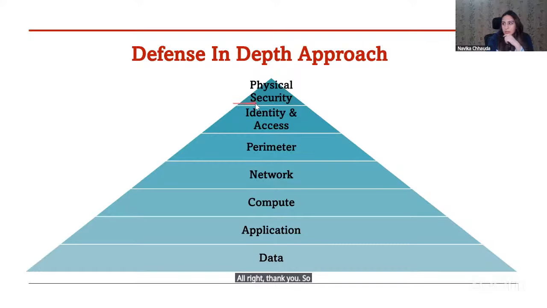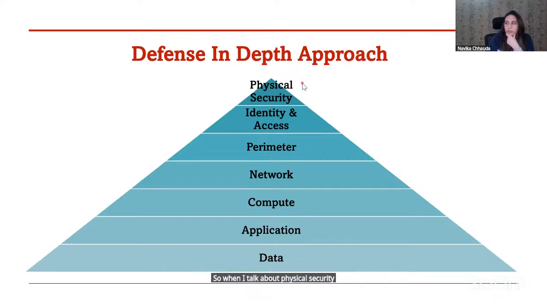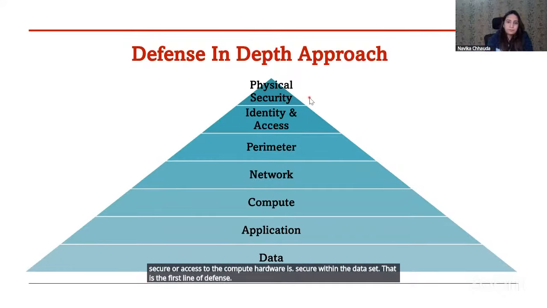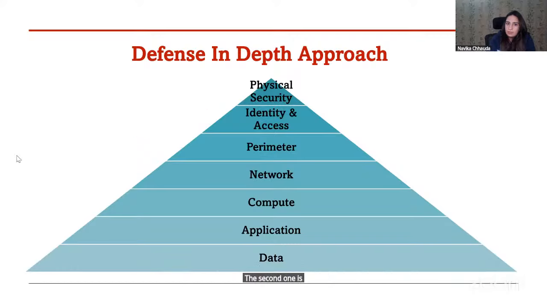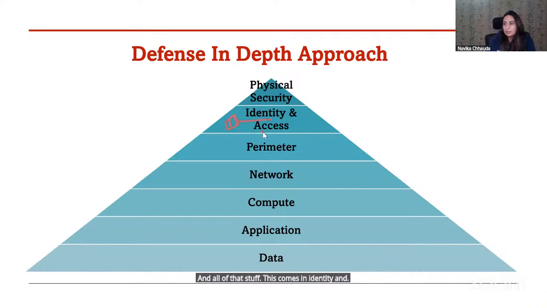So again, I've given you a one line explanation of everything, but let me give you some real world examples to make it more relatable. When I talk about physical security, that means ensuring that access to the buildings is secure, or access to the compute hardware is secure within the data center. That is the first line of defense. And the second one is identity and access. This is all about ensuring that your identities are secure: who needs to be granted access, what access needs to be granted, and all of that stuff.